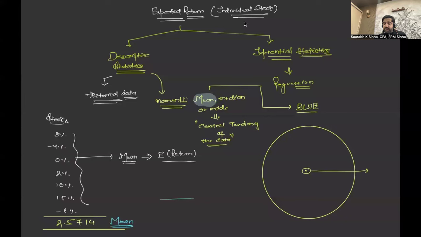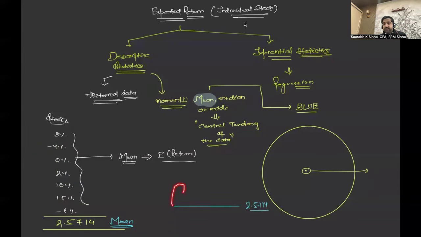So what it's saying is that this is your mean, which is 2.5714. This is on an average where the data lie. But I'm not saying that every time the return would be 2.5714 in the future.